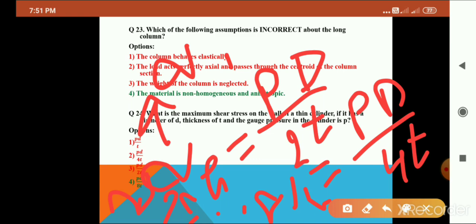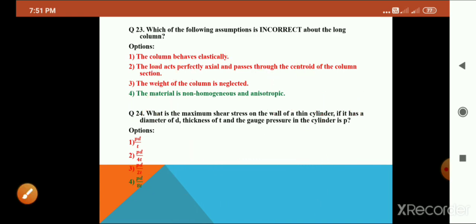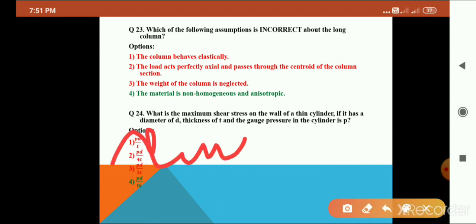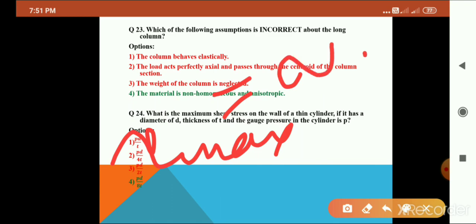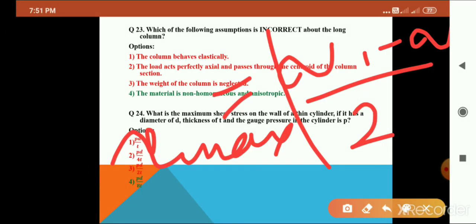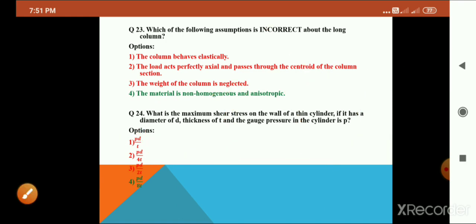Then, from shear stress theory, we know the in-plane tau max is equal to the modulus of sigma 1 minus sigma 2 divided by 2, always taking the positive value. After putting in the values of sigma 1 and sigma 2, we find that the final expression is PD by 8T. So option 4 is the correct answer.